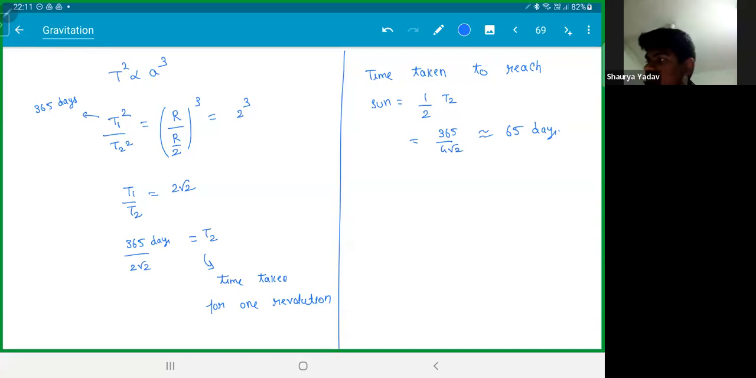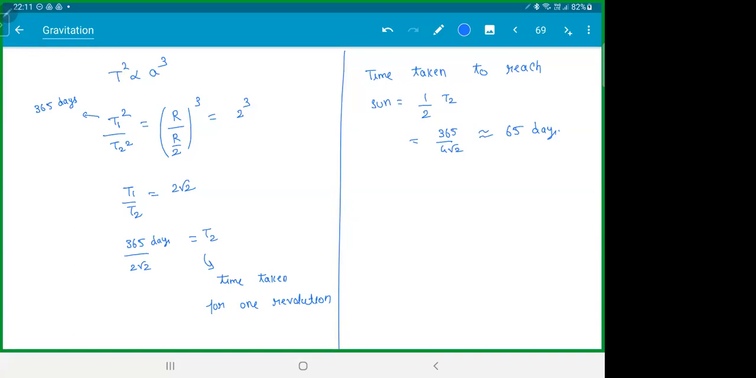Sir, can we do it with the integration? Sir, yeah, acceleration will be GM upon x square. हाँ, करके मुझे working भेजो. Okay.